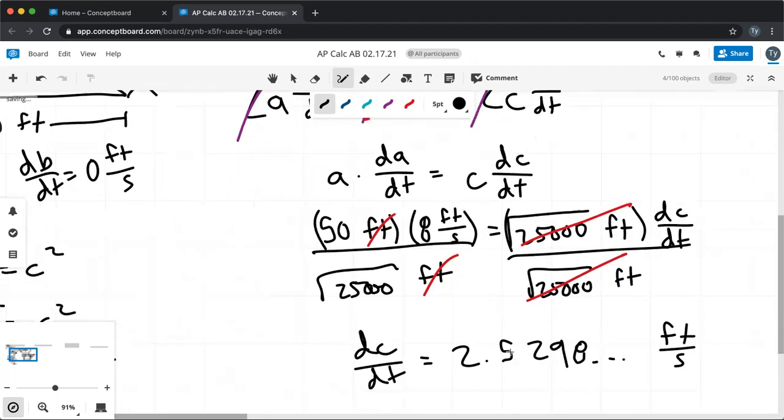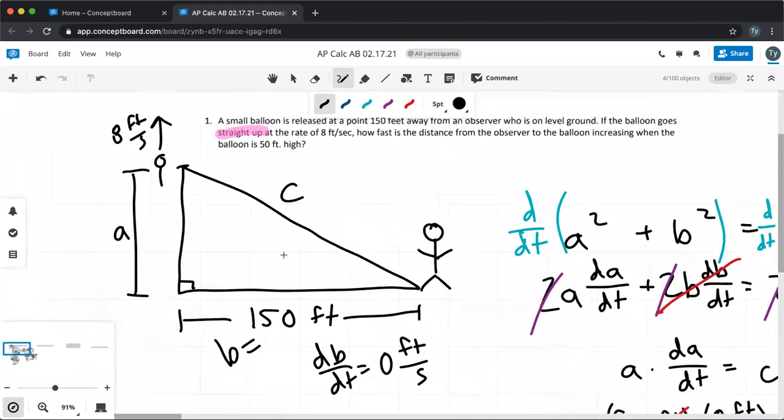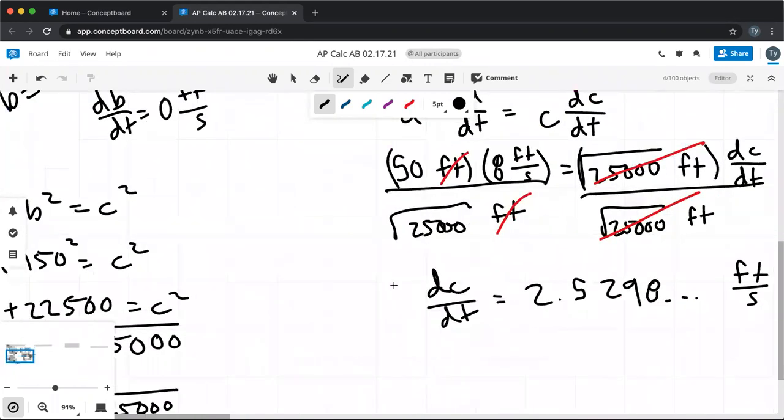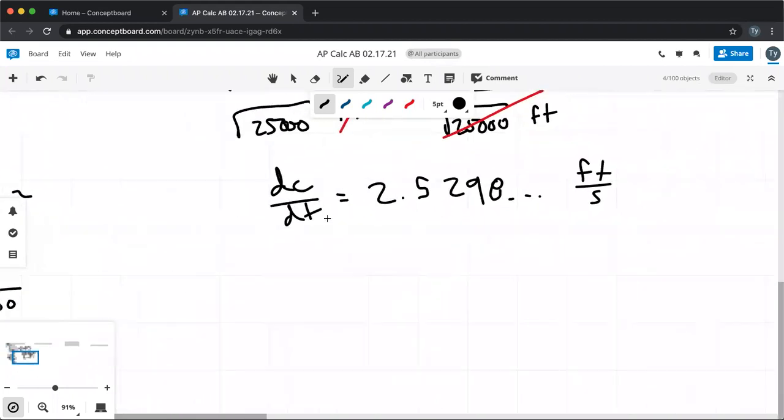which within the context of this problem makes sense, right? If the height of the balloon is changing at a rate of something in feet per second, that's just a distance from the ground to the balloon. We would expect another distance to have the same units of change, feet per second. But we're not done here, right?